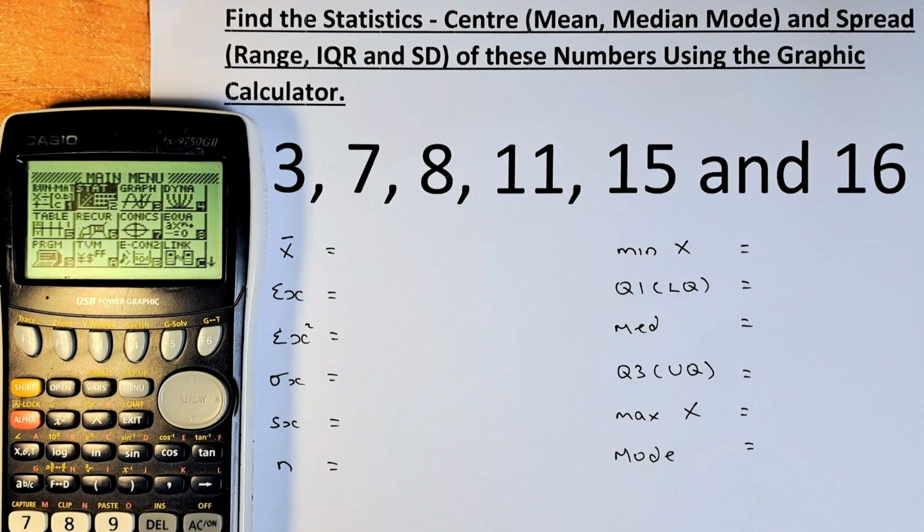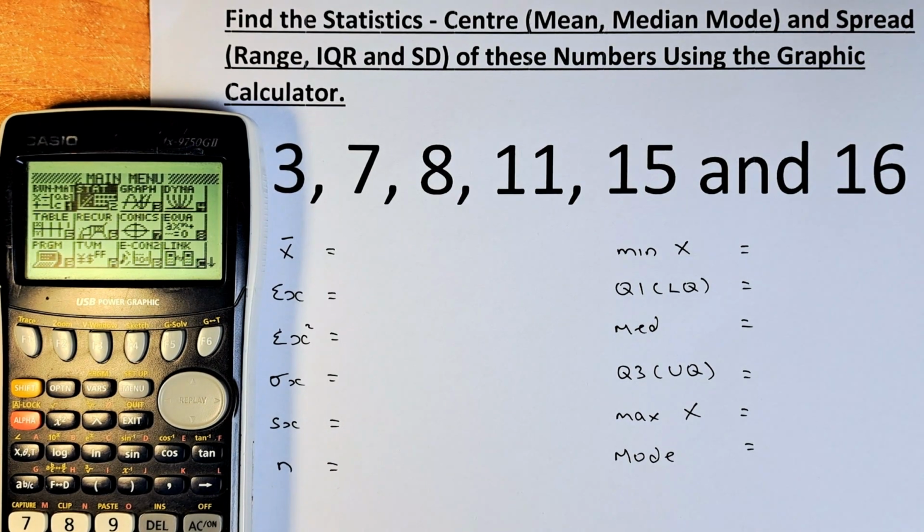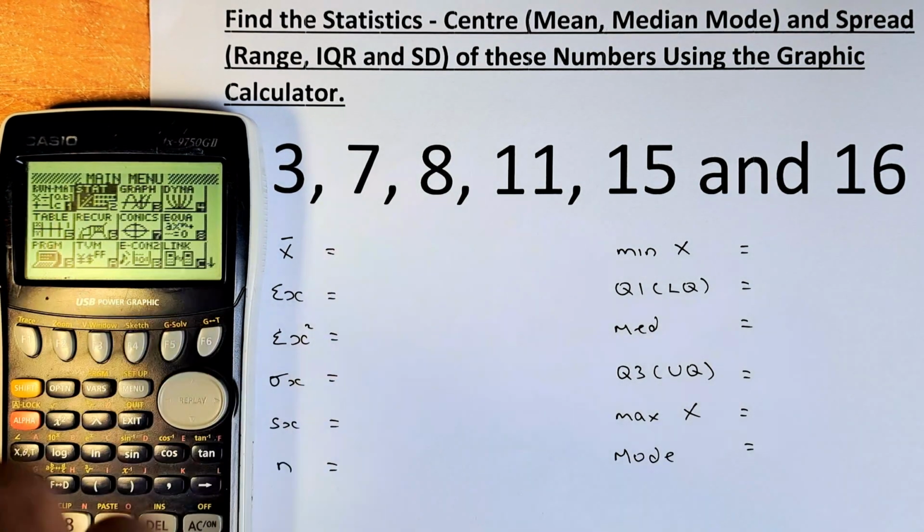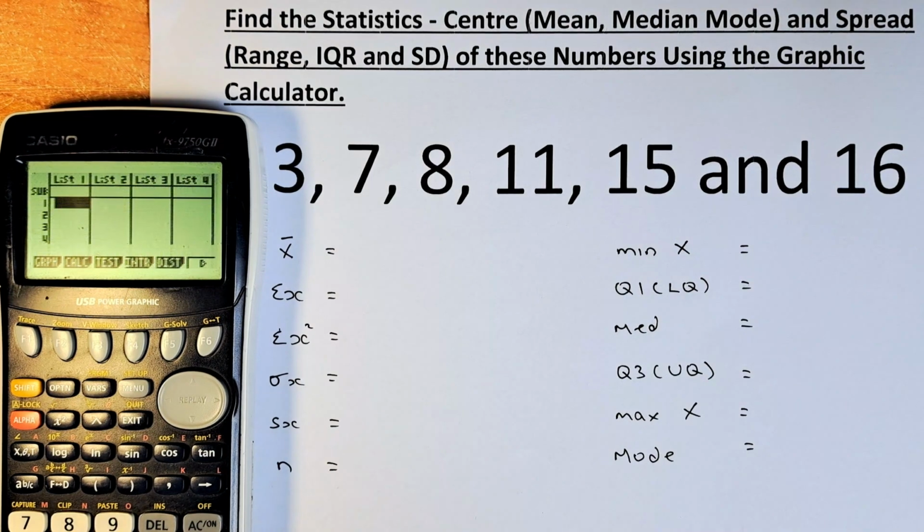First, you go to the menu button and you see the screen in front of us. Then you are going to find the stat button. The stat button is just one button to the right of the first button. So just press stat and then the execute button. Once you are in, you have four columns of lists: list 1, list 2, list 3, list 4. Now is the time to input the data.